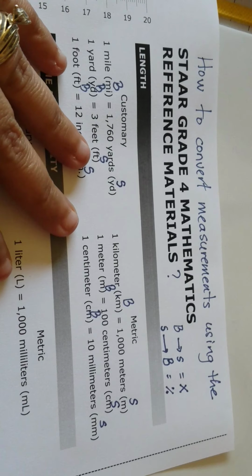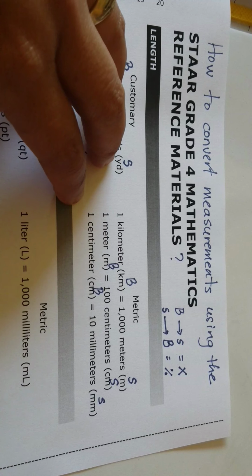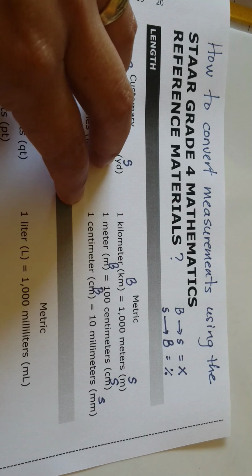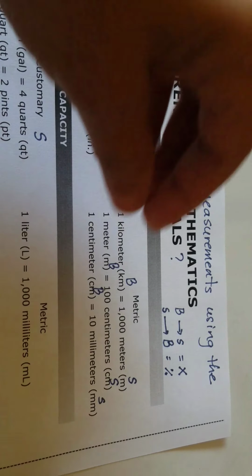The same thing about kilometers. You need 1,000 meters to make a kilometer. You need 100 centimeters to make a meter. And you need 10 millimeters to make 1 centimeter. So it is placed biggest to the smallest.